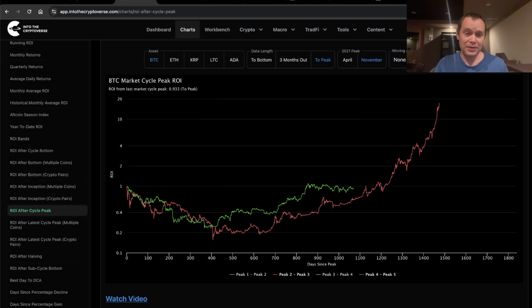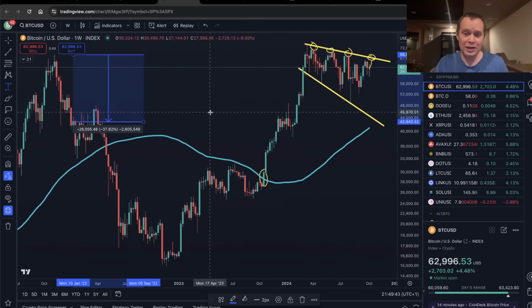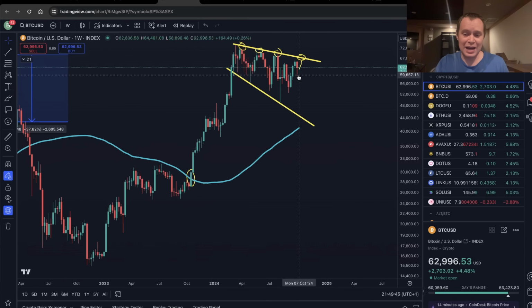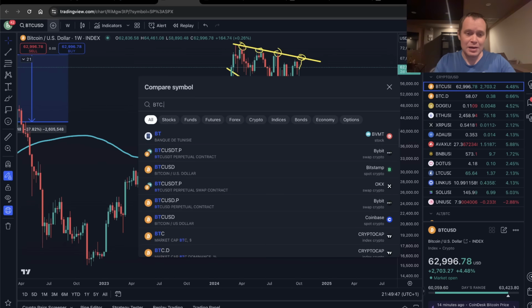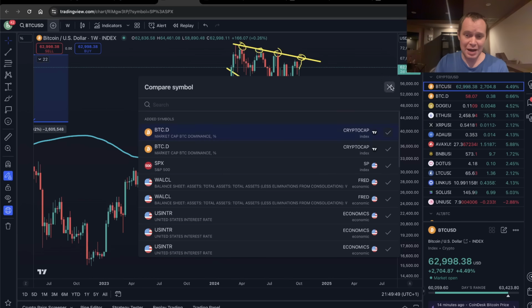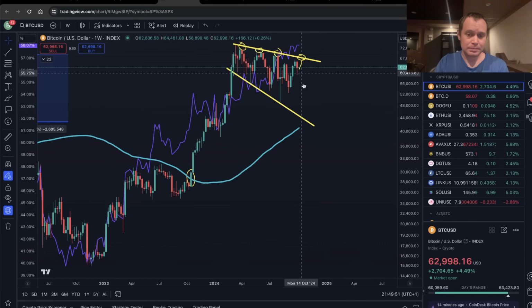Throughout this year, it's been on both, right? I mean, Bitcoin's basically just been going sideways with a slightly bearish bias. And while that has been going on, Bitcoin dominance has just been going up. So you could get a scenario, right?